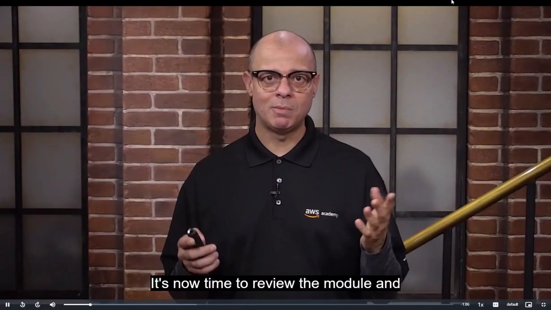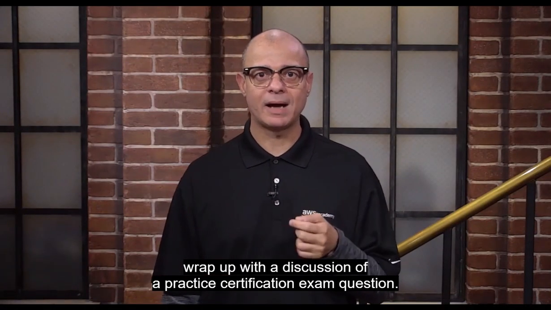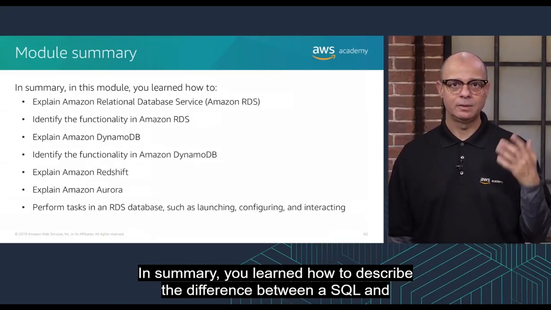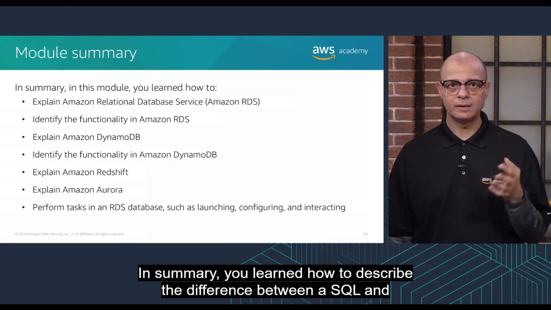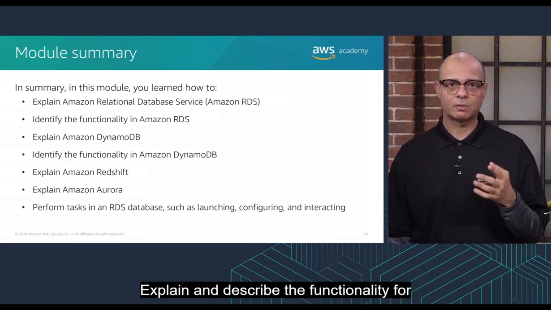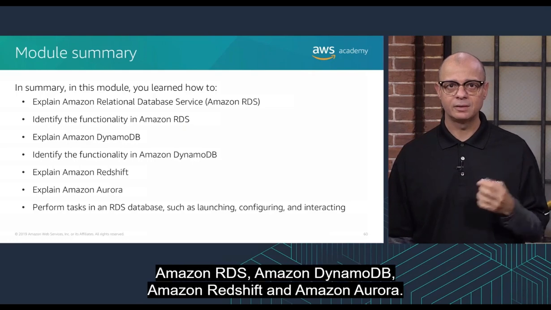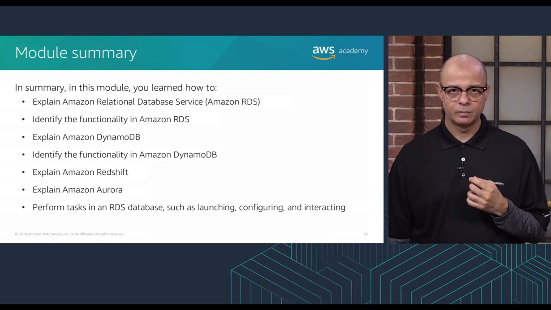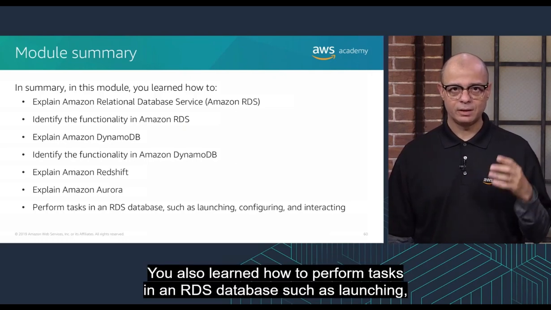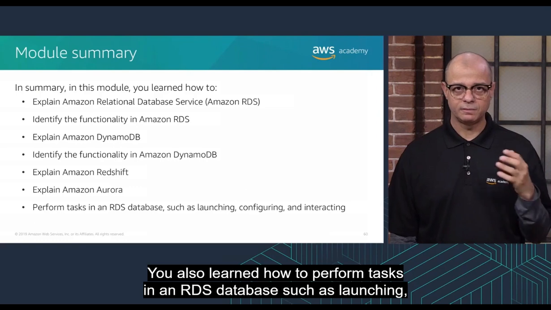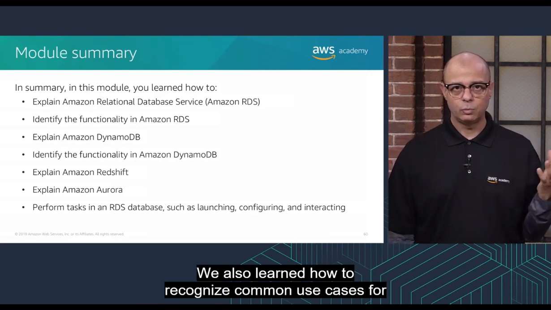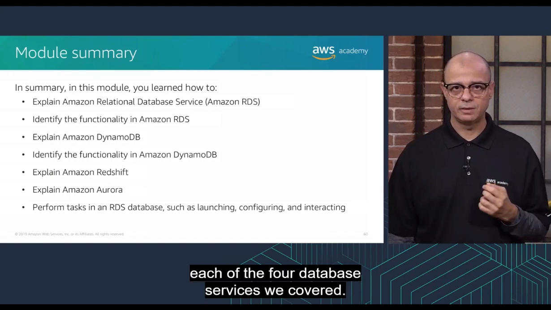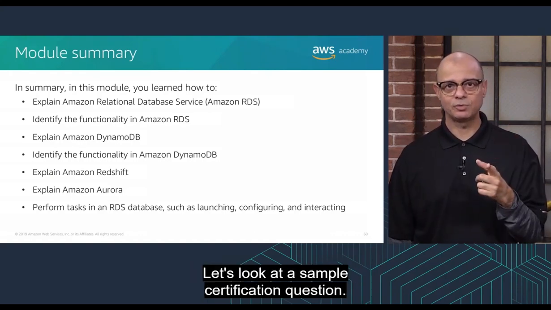It's now time to review the module and wrap up with a discussion of a practice certification exam question. In summary, you learn how to describe the difference between a SQL and NoSQL database, and explain the functionality of Amazon RDS, Amazon DynamoDB, Amazon Redshift, and Amazon Aurora. You also learn how to perform tasks in an RDS database, such as launching, configuring, and interacting. We also learn how to recognize common use cases for each of the 4 database services we covered. Great work! Let's look at a sample certification question.